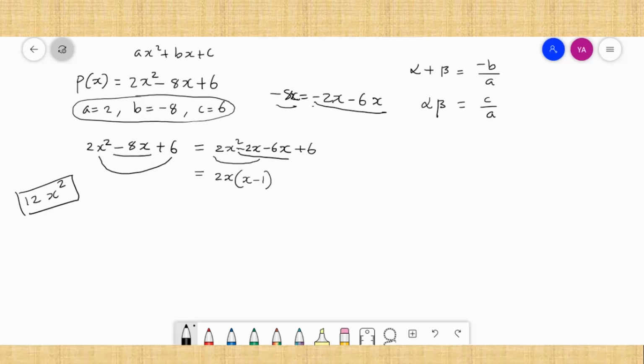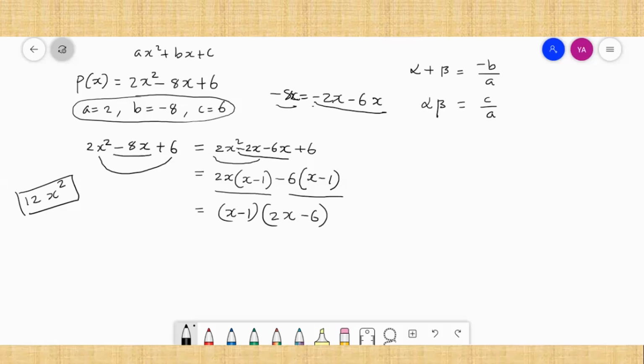Then from the second two terms, you can take minus 6 outside the bracket. So what will be inside the bracket? x minus 1, right? So from these two terms, 2x into x minus 1 and 6 into x minus 1, you can take x minus 1 in common outside the bracket. And what will be inside the bracket? 2x minus 6.